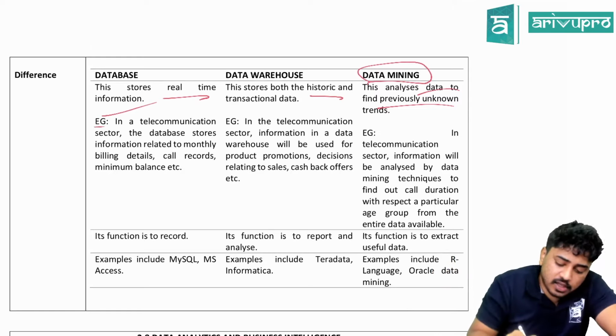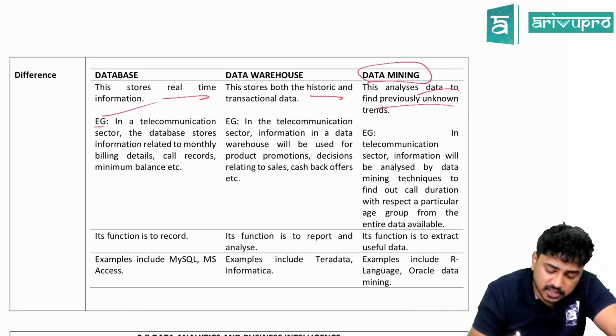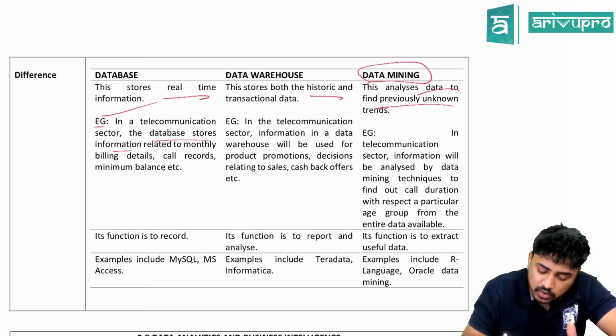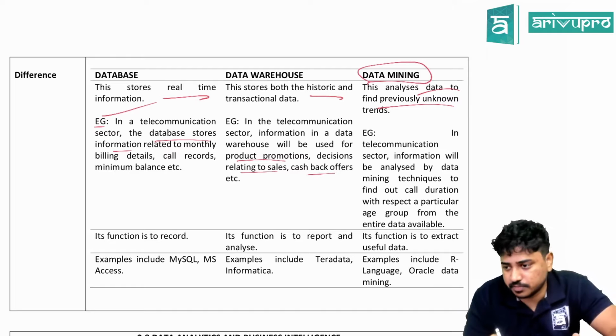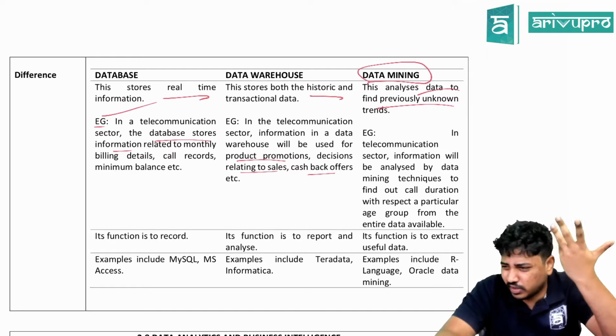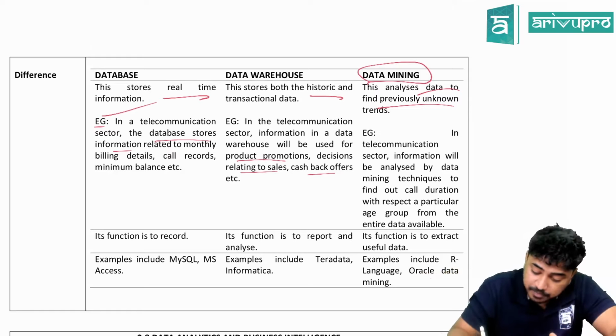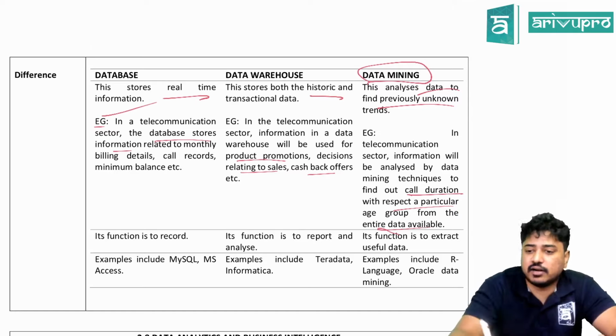Example, in the telecommunication sector, database stores information relating to monthly calls and so on. In the same sector, the data warehouse is used for product promotion, decisions relating to sales, cashback offers. All these are old data, non-operational. I'll keep it in my data warehouse. Data mining: information will be analyzed by data mining techniques to find out the call duration with respect to a particular age, and entire data variability.